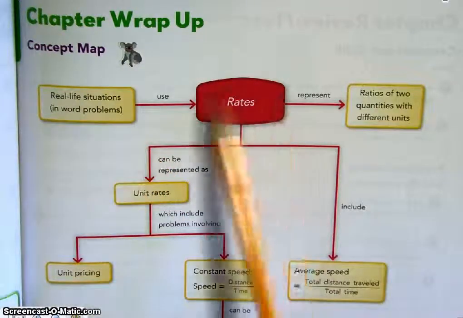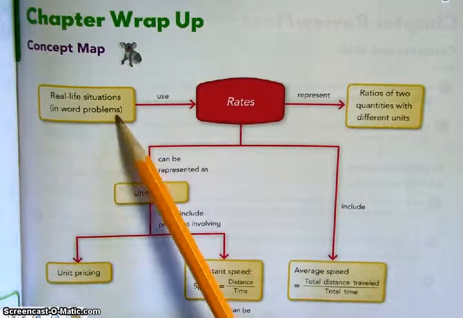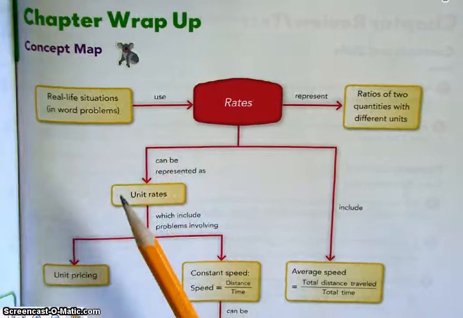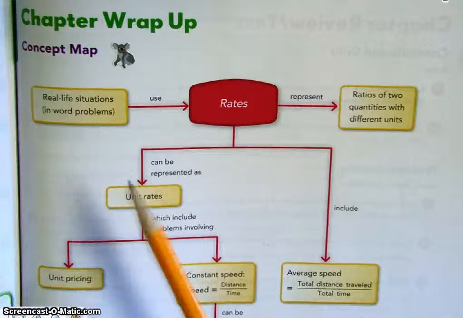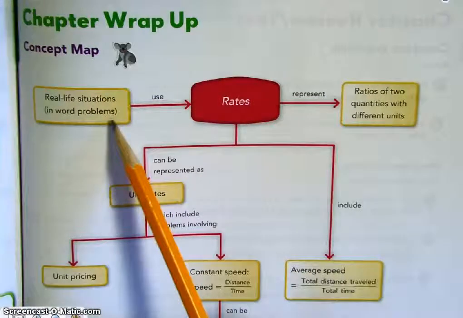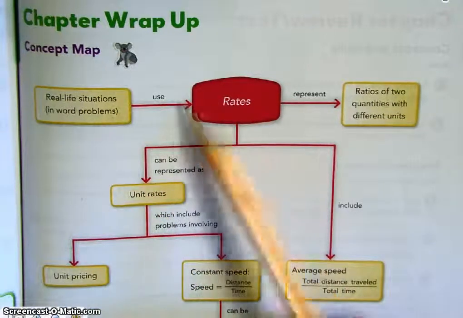So first of all, our rates. We are using those in real life situations and word problems. The people who are in charge of making the national average for math and what kids need to learn say kids are having a hard time applying them in real life situations. So we use word problems to try to help them, so that it's a situation rather than just a math problem. So that's where you can use rates.